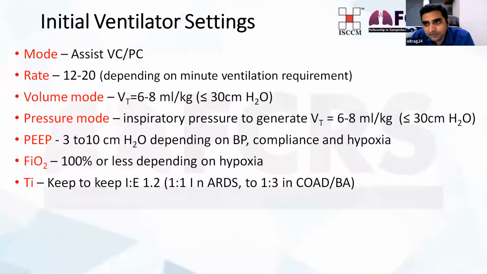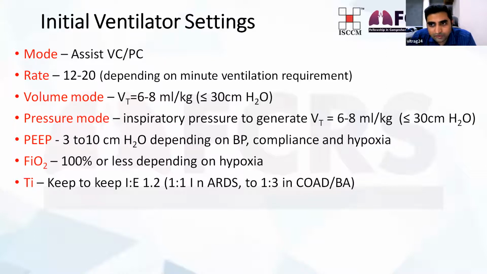Usually we keep 70 to 80% of baseline minute ventilation to match that kind of minute ventilation. Tidal volume 6 to 8 ml per kg to keep tube pressure less than 30. And in pressure mode, inspiratory pressure to generate the same tidal volume should be less than 30. And PEEP between 3 to 10 depending on the blood pressure, hypoxia and compliance.